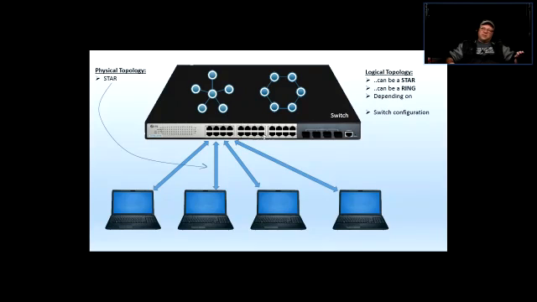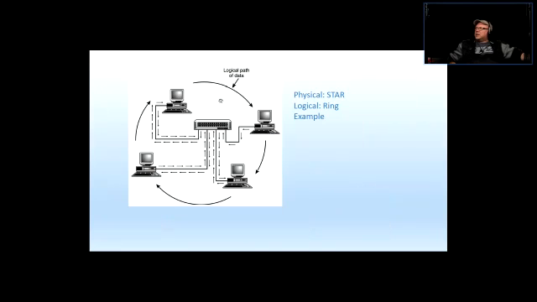I just want you to see the difference between the logical topology and the physical topology. So this is how it would work. Physical will be a star configuration, and logical it would be a ring, as an example. That's how the signal would travel from one computer to another. It would be a very inefficient way of doing things, but it is possible.